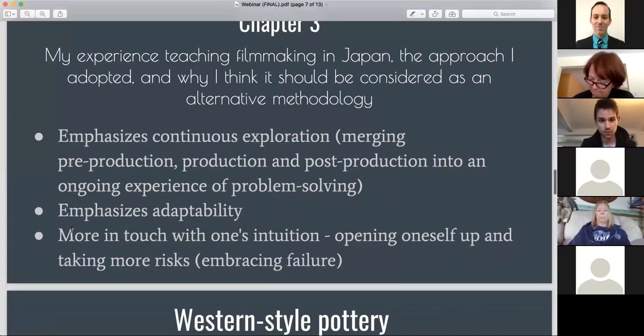But also you can see here that it allows, I think, the filmmaker to get more in touch with their intuition. So instead of just following this kind of set plan, you listen to yourself more. You have to, again, be on your toes. So you have to just go with your gut instinct. And I think that's something that art really gives students the chance to do.